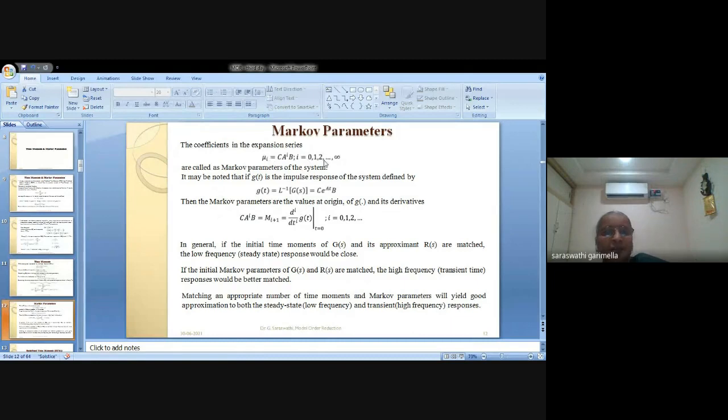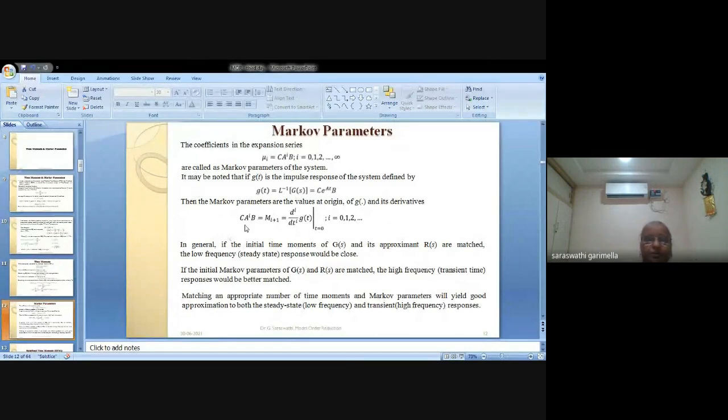By taking snapshots only I could write, because I could not retype everything. So it may be noted that G of t is the impulse response of the system. Naturally, if you take the Laplace inverse of G of s, that is C e to the power of At B. So this is nothing but the impulse response. Then the Markov parameters are the values at the origin of G and its derivatives.